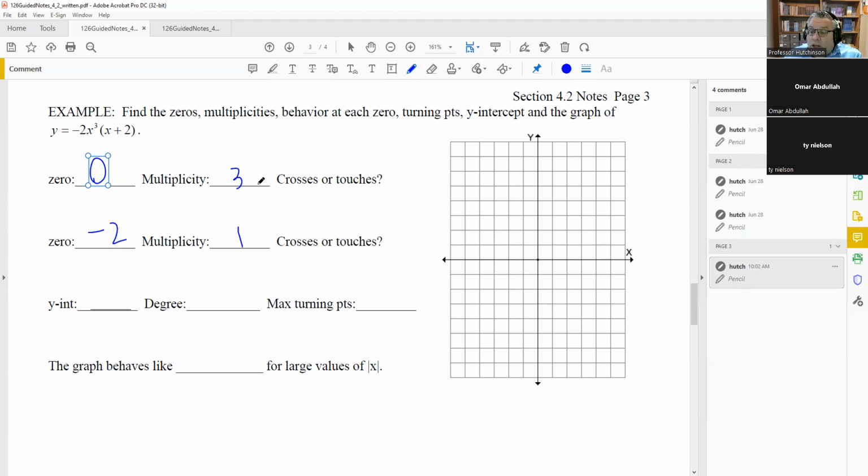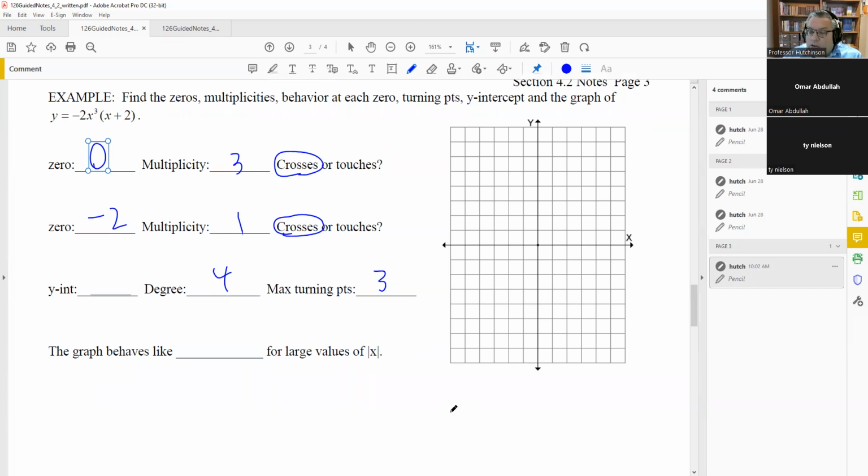We talked about this yesterday. If you have an odd multiplicity, the graph is going to cross, and if you have an even multiplicity, it's going to touch. Both of these are odd, so the graph is going to cross at each of these zeros. Next is the degree. You get the degree by adding up the multiplicities. 3 plus 1 gives us 4. The max number of turning points is always 1 less than the degree, so that's going to be 3.